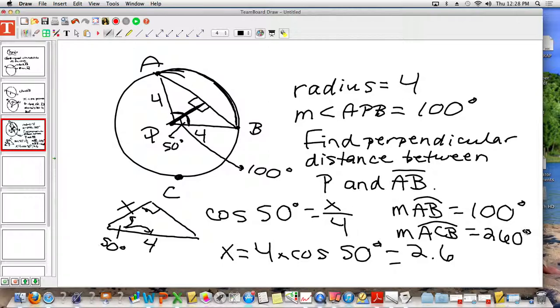What if I asked you for the length of chord AB? How long is chord AB? In other words, I want this whole length right here. I'm going to call this Y now. I'm only going to call it Y because I've already used an X. So if I found that little part right here, what do I do to it to get the whole length AB? Just double it.